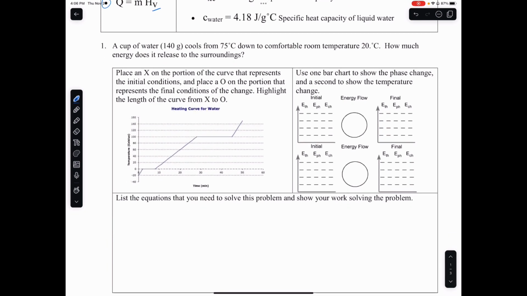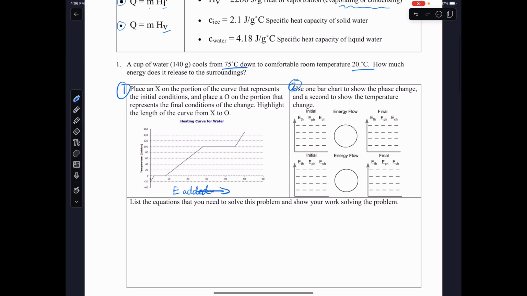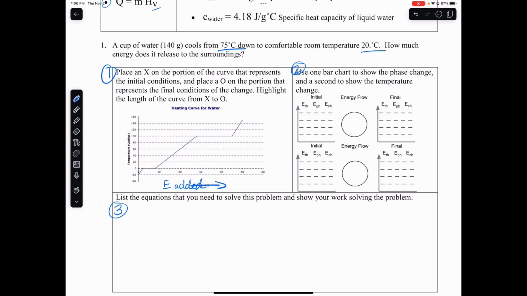Let's take a look at a sample problem together. It says a cup of water cools from one temperature down to a second temperature. How much energy does it release? So there's three things that I want you to do. The first is work on this heating curve. And remember, it says time on this axis, but it is really energy added over time. Don't forget. And the second thing I want you to do is make some energy bar charts to represent it. And the third thing is to calculate the Q value to represent the scenario.